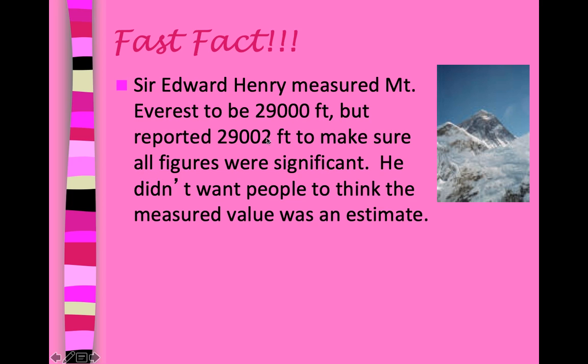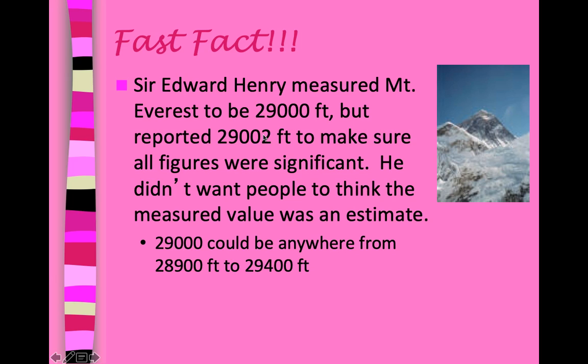So that is allowed. Because look, this only has 1, 2 sig figs, and this has 1, 2, 3, 4, 5. So even though this seems like a random fact, there are people that actually care about sig figs. 29,000 is an estimate. It's anywhere from between something that would round to this, 28,900 to 29,400. That's a huge range. It's only 2 sig figs. So instead, he made it 5 sig figs to show that he was very sure of that 29,000 measurement. So a little connection to sig figs and something out in the real world.